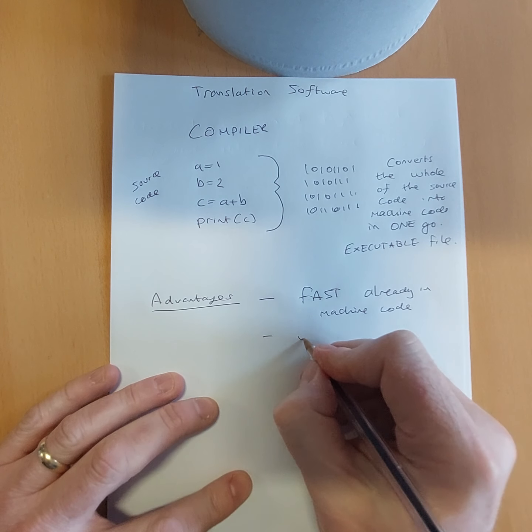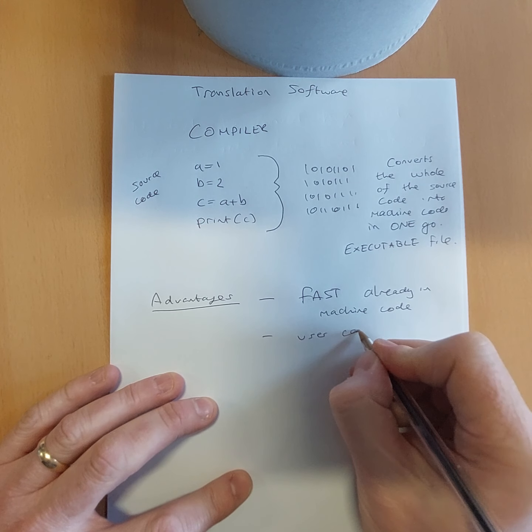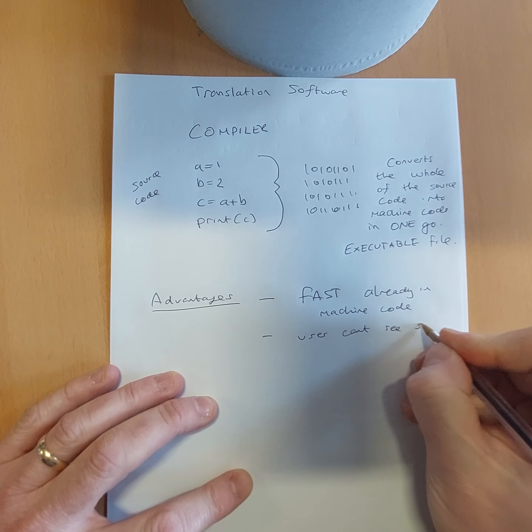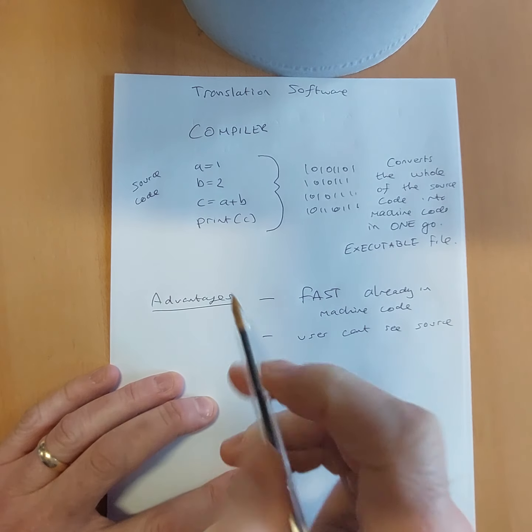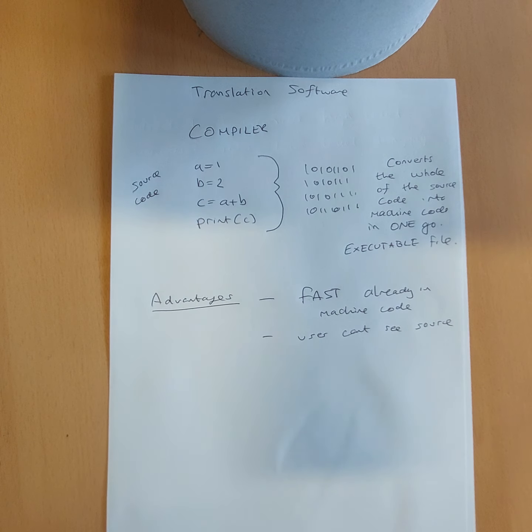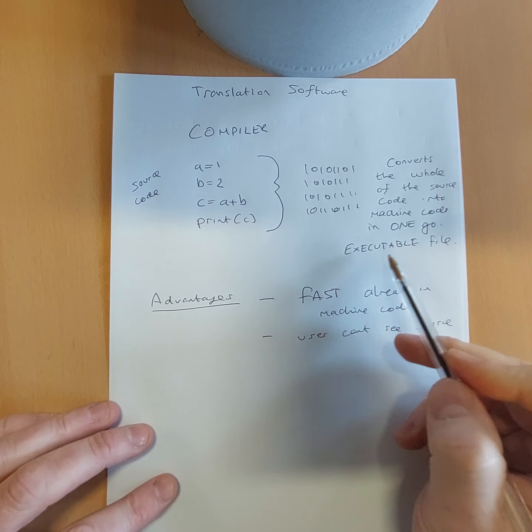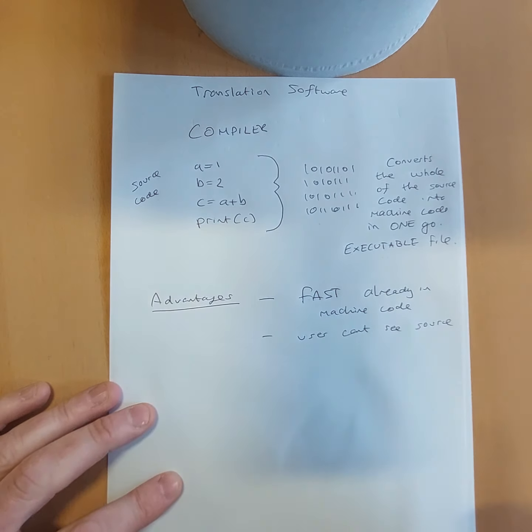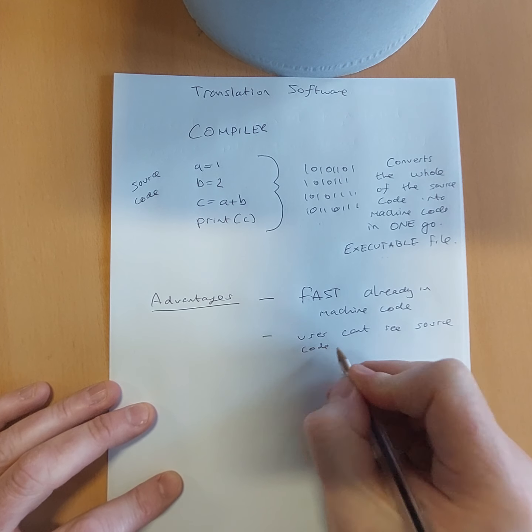Another advantage is the user can't see it. The user can't see the source code because it's no longer source code, it's ones and zeros. So it's near enough impossible for them to actually benefit from your original source code. All they have is the executable file. The executable file just contains ones and zeros.